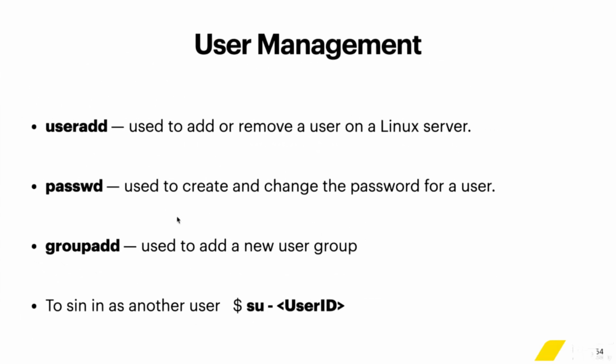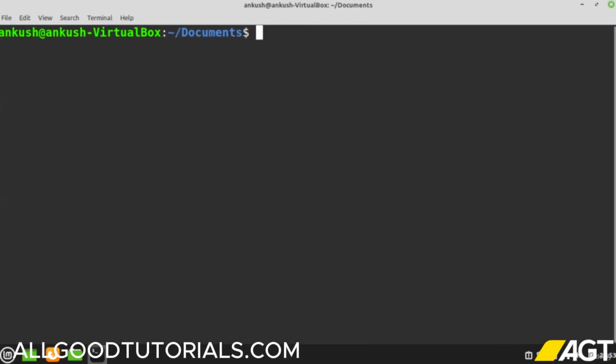So I am logged in as user1. To sign into a particular user, you can use the su command. You just have to write su dash and the username. Then you have to give the password. So let me sign in as user1. I need to give the password for user1. Now I am signed in as user1. This way you can switch between different users.